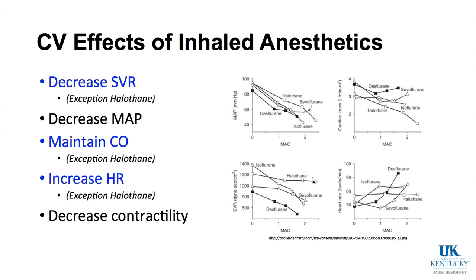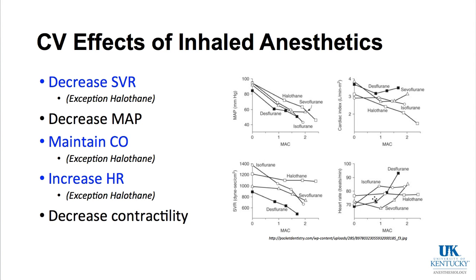Now, they decrease mean arterial pressure. And if you look at the top left here, you can see that Sevo, Des, and Iso do it very similarly, and you can't tell the difference between those agents. And they do it mainly by decreasing MAP because cardiac output is maintained. Notice the top right graphic, Des, Sevo, and Iso, with cardiac index being maintained. Again, historically, halothane was terrible in some ways because it reduced cardiac output and cardiac contractility a lot. But our modern inhaled agents, Sevo, Des, and Iso, maintain cardiac output.